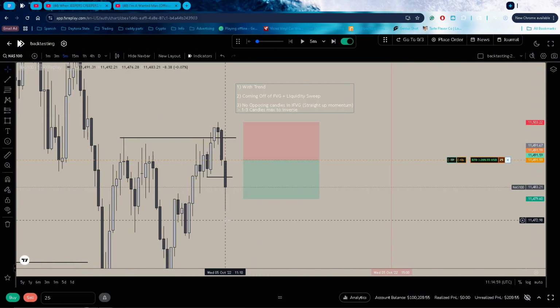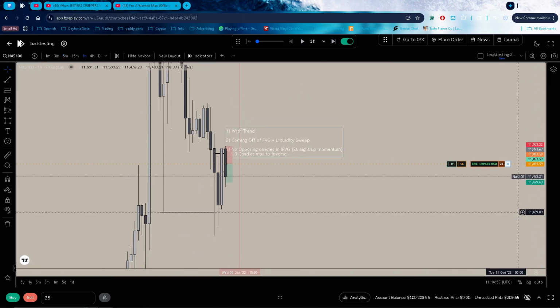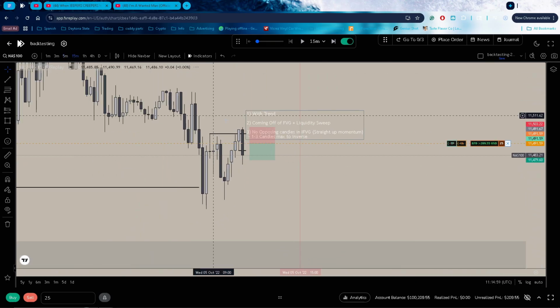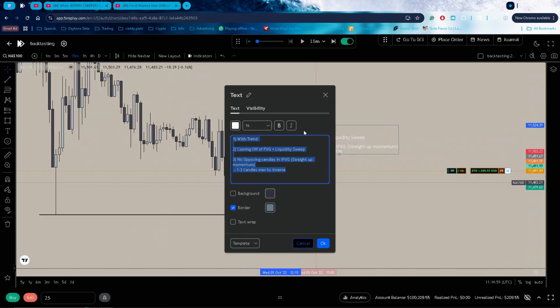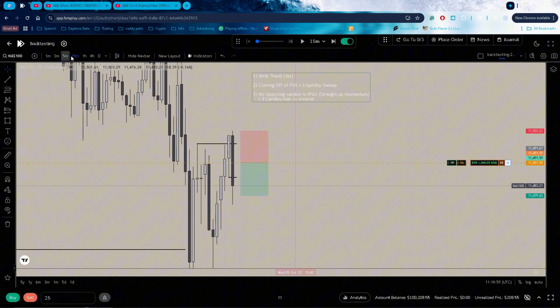So the reason why I took this trade, why it was a winning trade, that being a 1-to-1. Bigger time frame, price is bearish. So number one is completed, right? We are with the trend. Number two, coming off a fair value gap and liquidity sweep.